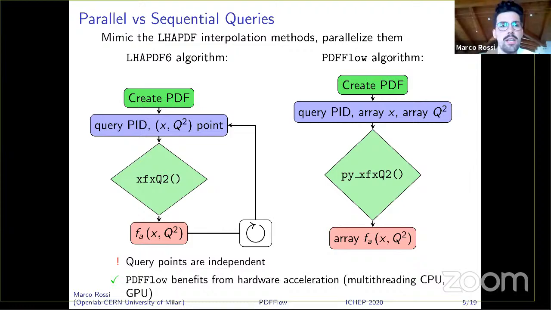We try to redesign the LHAPDF6 algorithm and present this PDFFlow tool in order to speed up the entire PDF accessing process, querying not just points in the x-q squared space, but arrays of different sizes. We introduced this Python interface that returns an array of values of the PDF for the corresponding x-q squared points. And this could really benefit from hardware acceleration, namely running this on multi-threading GPUs, graphic processing units.